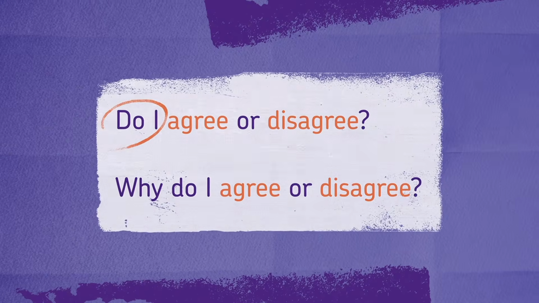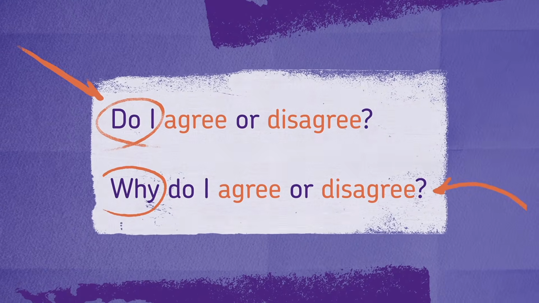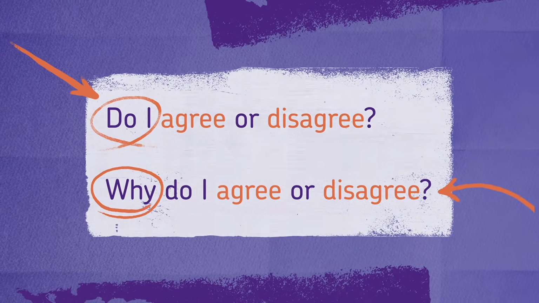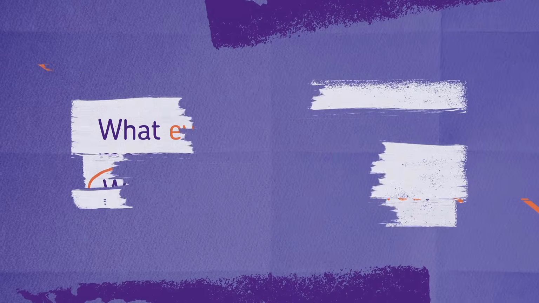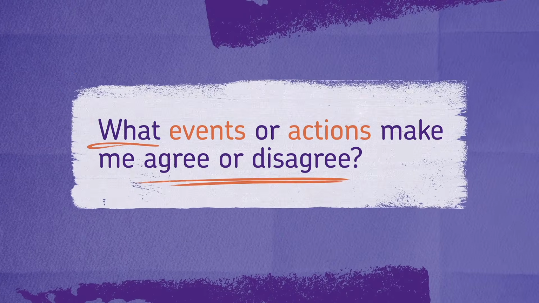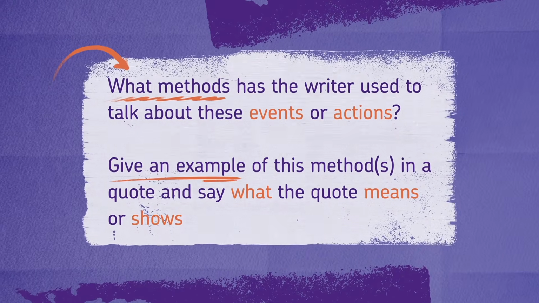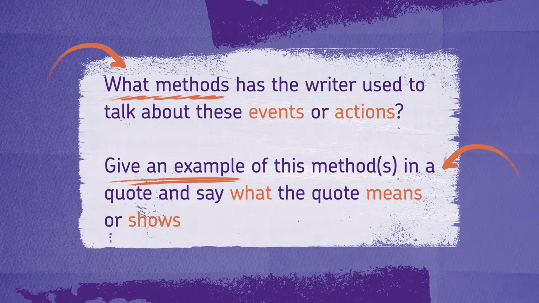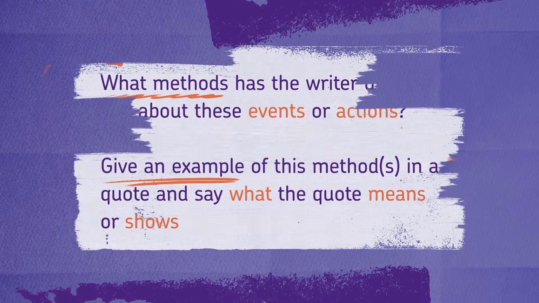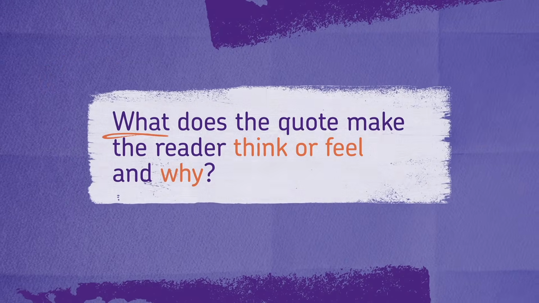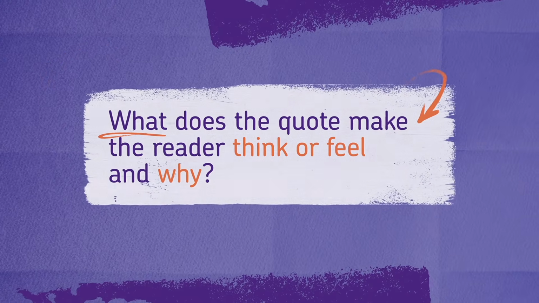If you're struggling to get started on this question, think about: do I agree or disagree? Why do I agree or disagree? What events or actions make me agree or disagree? What methods has the writer used to talk about these events or actions? Give an example of this method in a quote and say what the quote means or shows. What does the quote make the reader think or feel, and why? The more detail you give in your response, the more marks you'll be awarded.